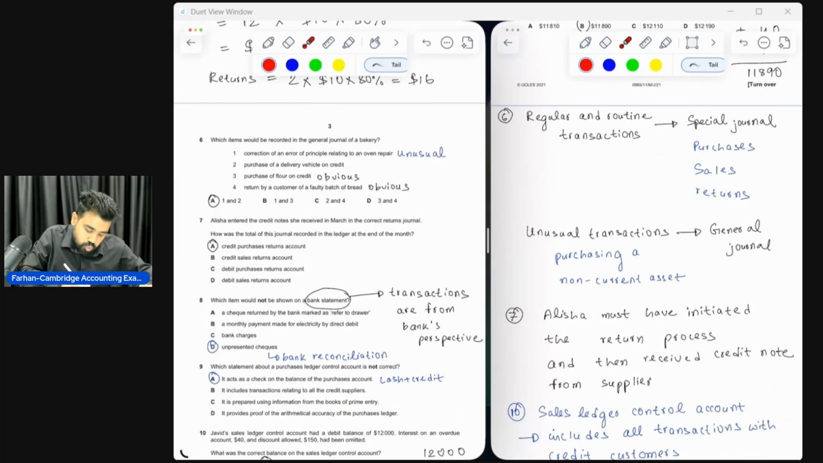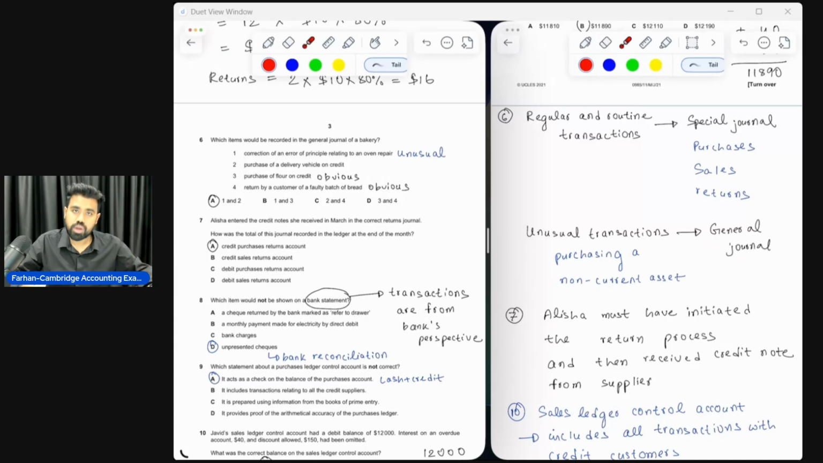Which items would be recorded in the general journal of a bakery? Here you can see we are given 4 statements and our choice of answer selection has to be a combination of 2 of the statements. Now, first of all, let's understand the regular and routine transactions, which are the usual transactions that we can expect for a bakery on a day-to-day basis.